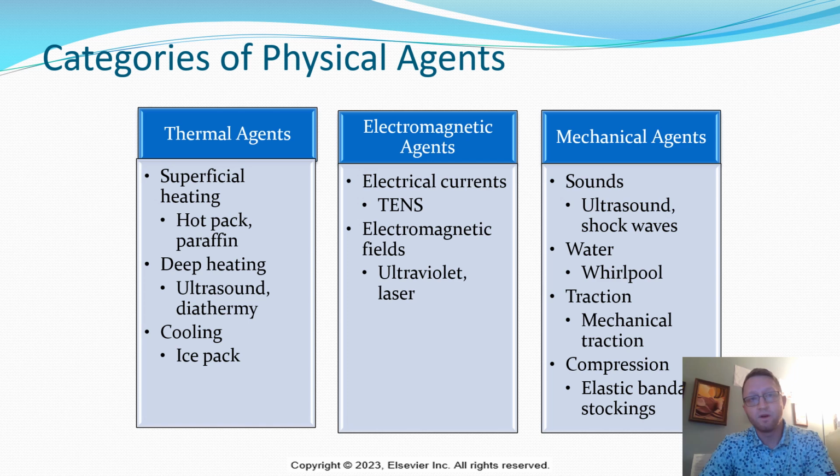Now, compression was a skill competency in the past, but it has been taken out of the curriculum as far as a skill competency. But we're still going to practice the technique of compressive wrapping using a figure 8 wrap to decrease edema in those distal extremities. So all of those can be considered mechanical agents, but the 3 types that we're looking at include thermal agents, electromagnetic agents, and mechanical agents.